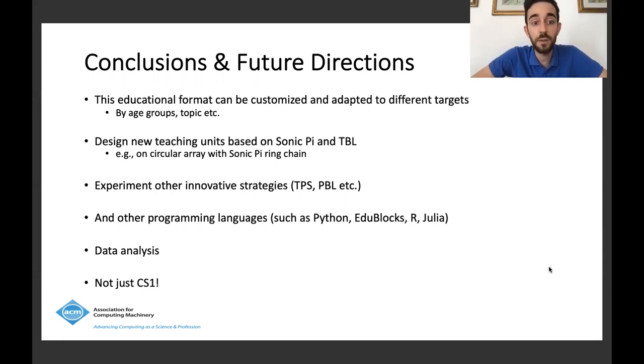We want to design new teaching units based on Sonic Pi and TBL. For instance, we are working on a new teaching unit based on circular arrays, which are a learning objective of CS1, using the Sonic Pi ring and chain data structures. Then we want to experiment with other innovative strategies like think-pair-share or problem-based learning and other programming languages with a steep learning curve, such as Python. Finally, this approach could also be useful for master's degree courses and not just CS1.